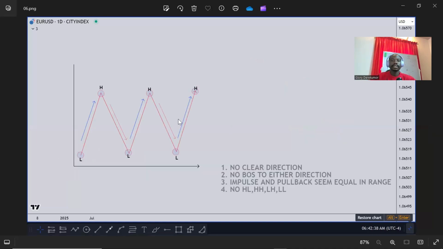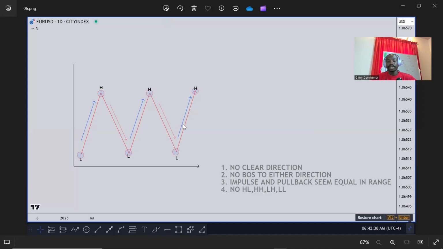So for a ranging market condition, this is what we have. Of course, you can see from a low price, we create a high price. The market fails to come lower, and then it's failing to go higher. It's failing to come lower. It's failing to go higher. And of course, you can see a sideways movement of price action here.